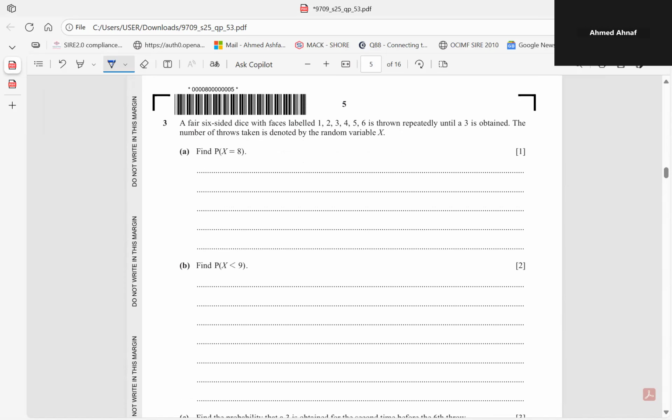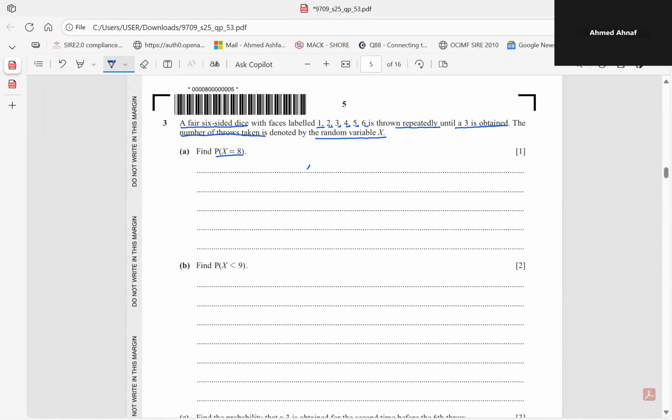Okay, so for this question, we're told that a fair six-sided dice with the faces labeled 1, 2, 3, 4, 5, 6 is thrown repeatedly until a 3 is obtained. And the number of throws taken is denoted by the random variable X. So X is basically the number of throws taken to obtain a 3. For the first part, we have to find the probability P(X = a).